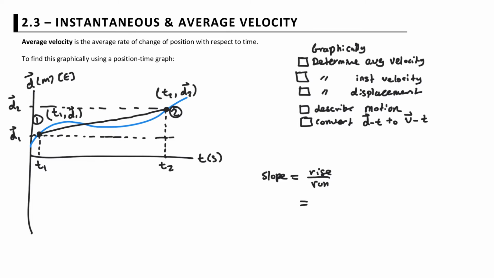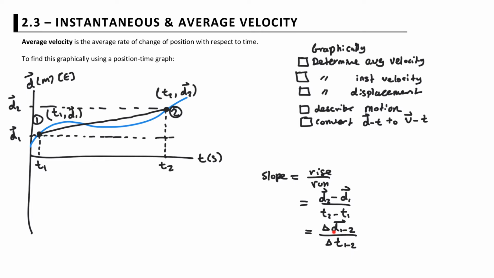So time 1 and position 1 for the first point, and time 2 and position 2 for the second one. In order to find my rise, I have to take the second position and subtract the first one. So that's d2 minus d1. And to find the difference between the times, I take time 2 minus time 1. Now position 2 minus position 1 is the displacement from 1 to 2, and time 2 minus time 1 is the change in time from 1 to 2.